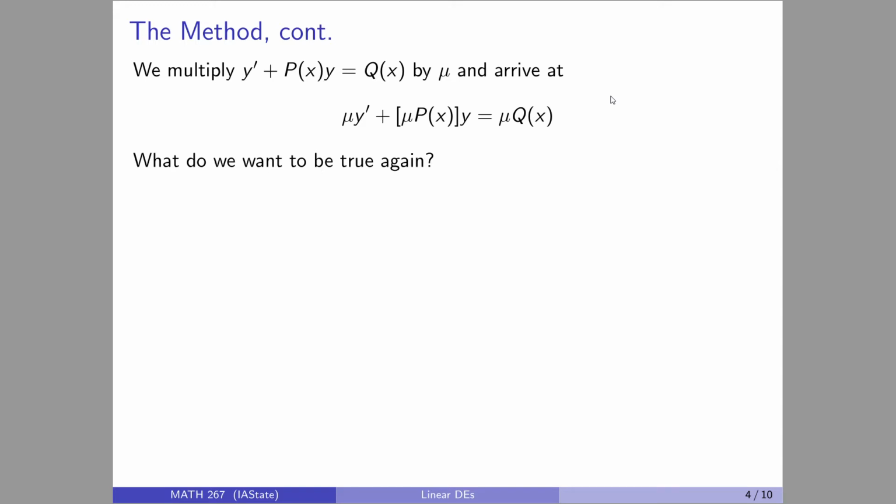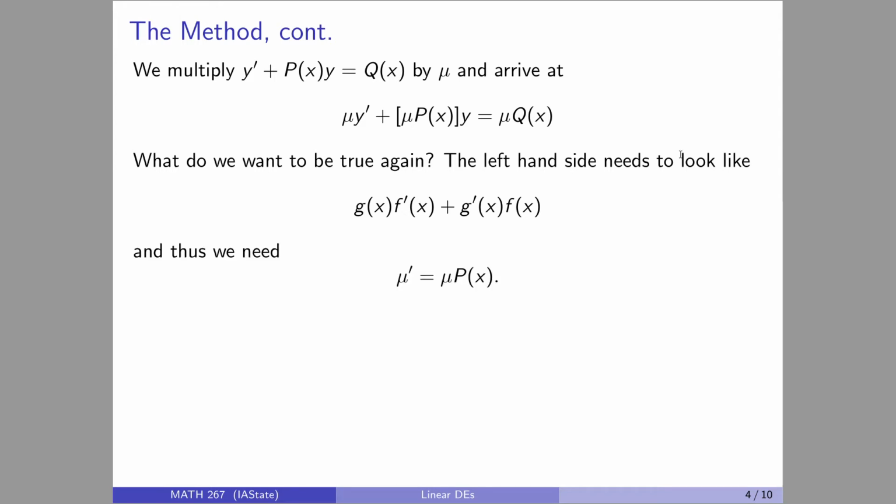Now, again, what do we want to do here? We want the left-hand side to look like the aftermath of a product rule. So my y prime matches my f prime. My y matches my f of x. So what do I want my mu to satisfy then? Well, mu is going to be my g of x in this case, which means that mu prime needs to coincide with mu times p of x. So in other words, we've got mu prime is equal to mu times p of x.